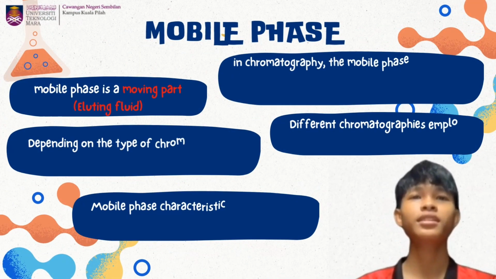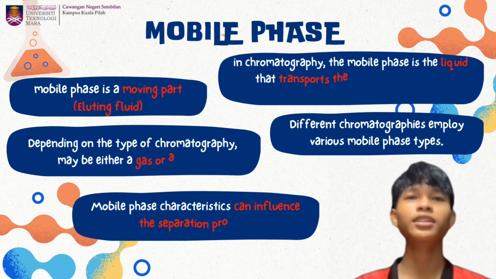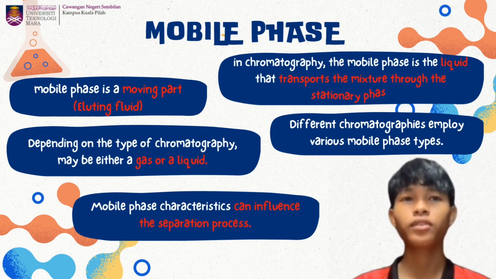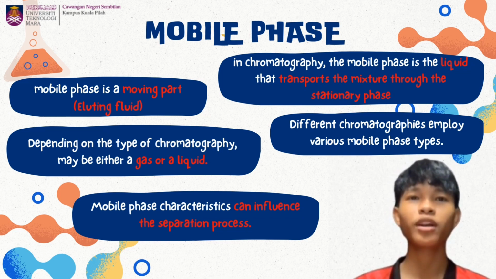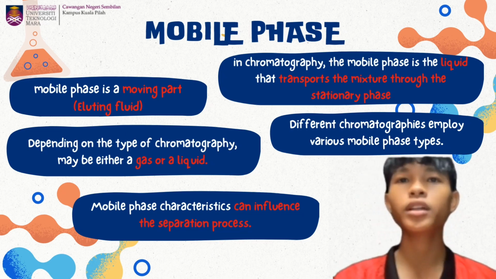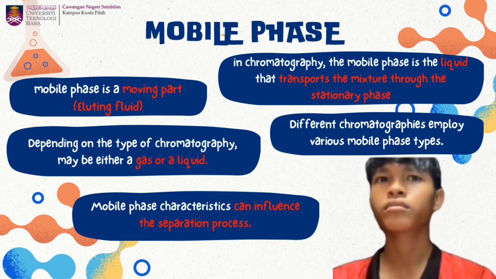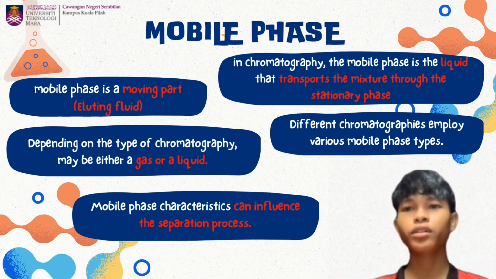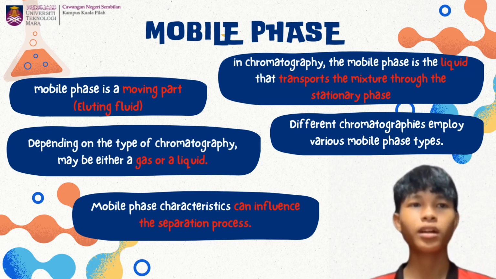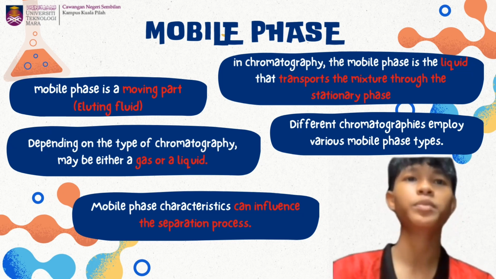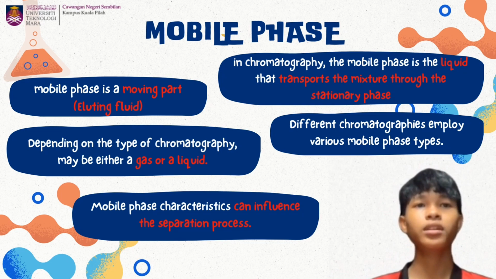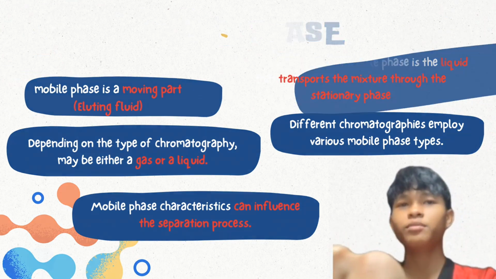Next is mobile phase. What is mobile phase? Mobile phase is a moving part, such as the eluting fluid. In chromatography, the mobile phase is the liquid that transports the mixture through the stationary phase. Depending on the type of chromatography, it may be either a gas or a liquid. In the experiment that we did last week, we used a liquid type. We did a paper chromatography experiment. Different chromatography techniques employ various mobile phase types. Mobile phase characteristics can influence the separation process.